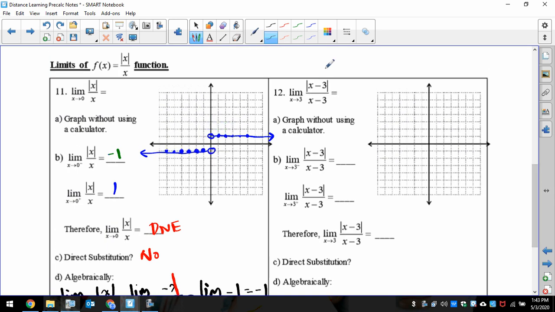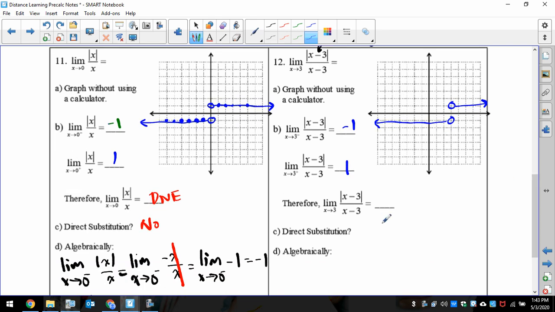So here, what does this do? This is a shift right 3. So let's graph the exact same graph from number 11, just shifted to the right 3. Okay, there we go. And of course, we're considering the limit at 3. So coming from the left of 3 is -1. Coming from the right of 3 is 1.